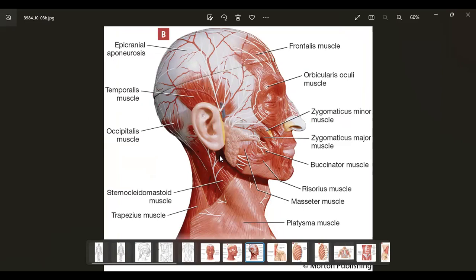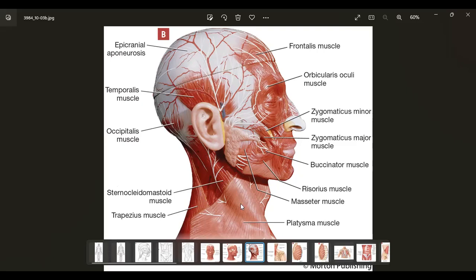It has its origin on the sternum and the clavicle. If you look at the name, hopefully that would help you figure that out a little bit. And then it inserts on the mastoid process of the temporal bone. So it's originating on the sternum and the clavicle. That's the sternocleido part. And then mastoid tells us where it inserts.